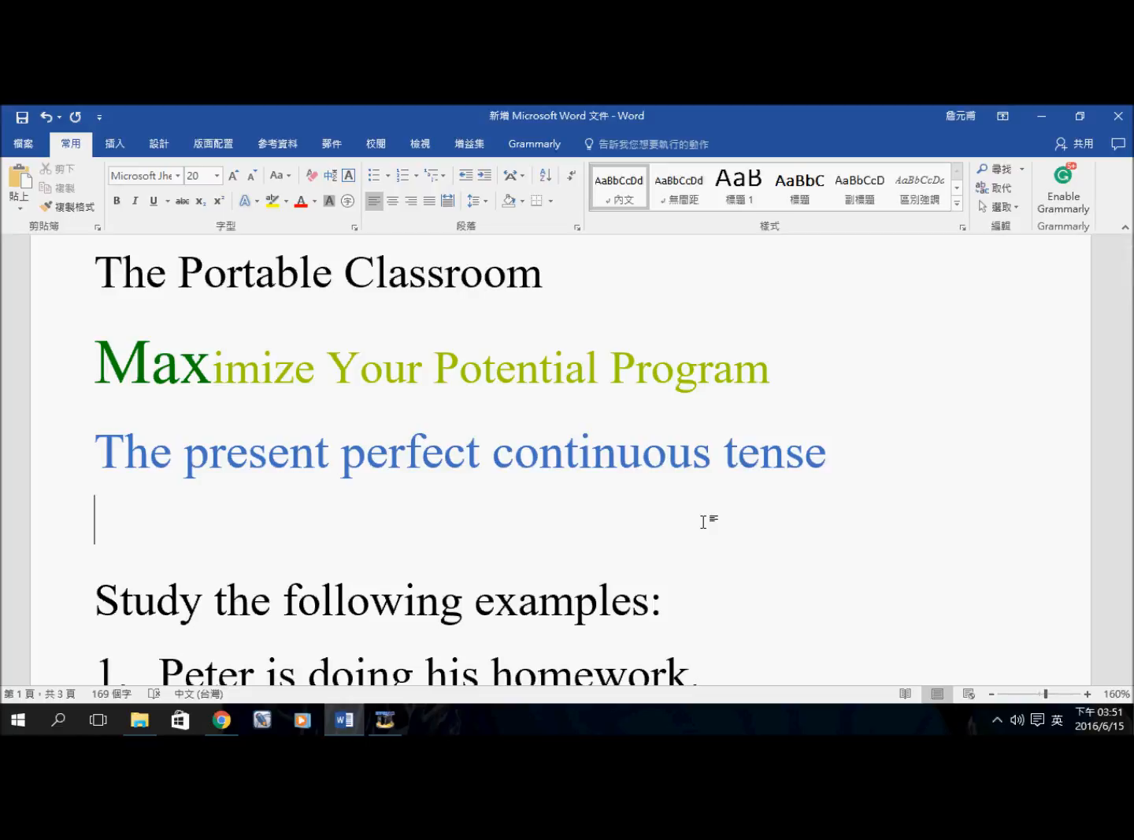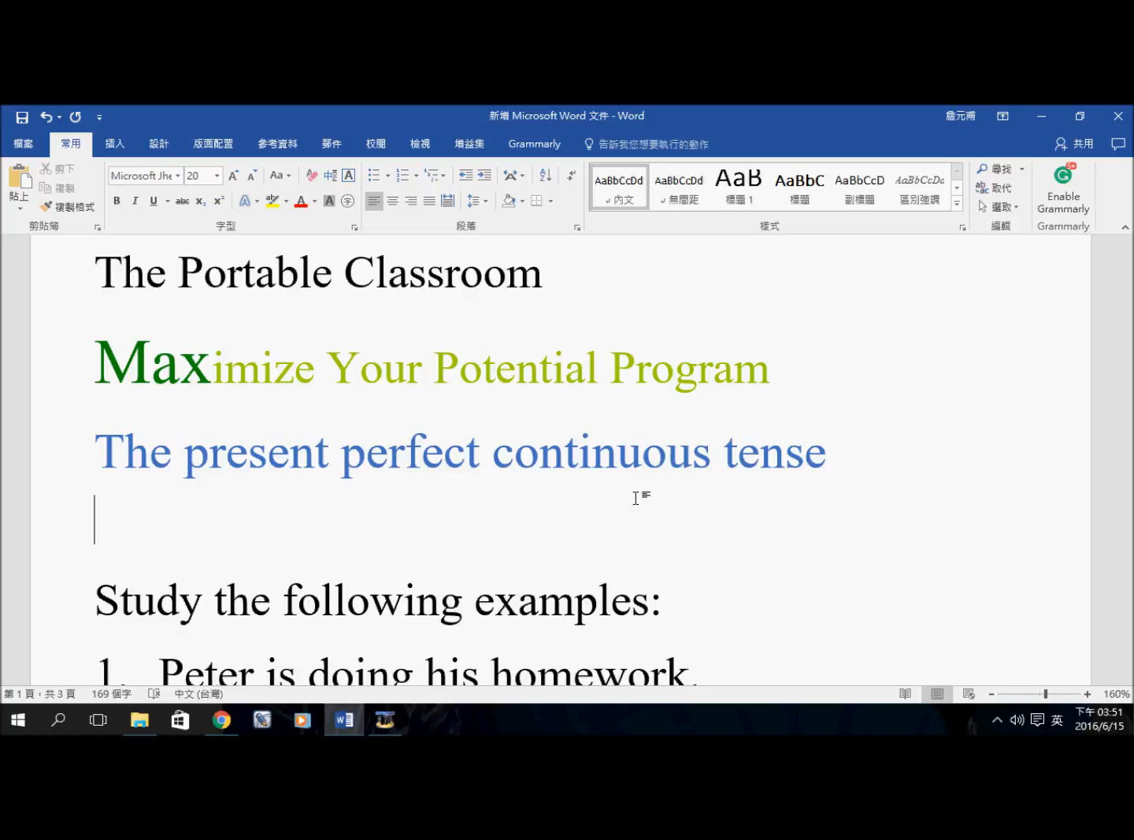Today we are going to learn how to use the present perfect continuous. You can also call this tense the present perfect progressive tense. So in the previous videos we talked about how to use the present perfect tense. We know that we use the present perfect tense for three different situations. We can use it to talk about duration, experience, or completion.